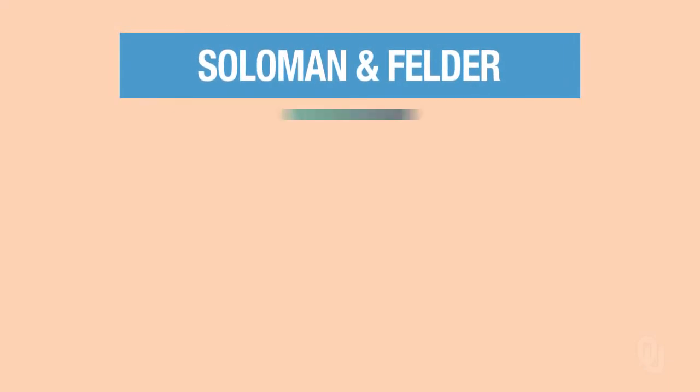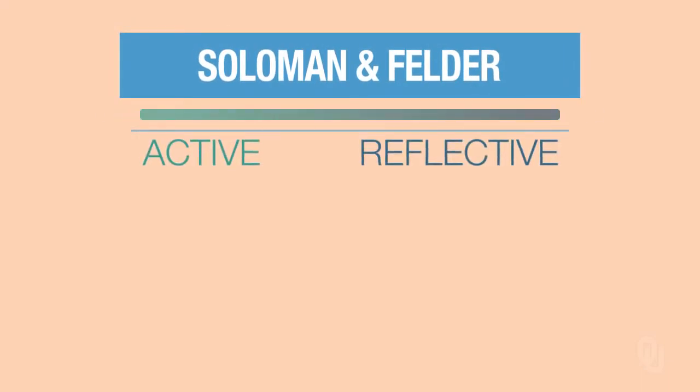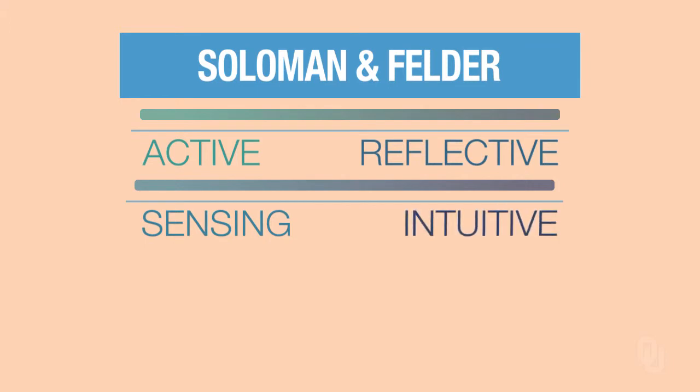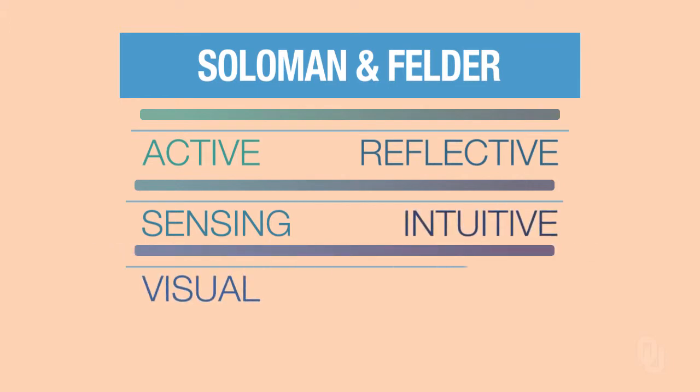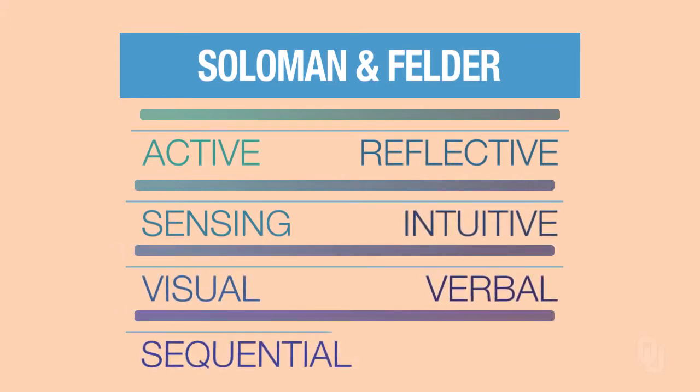Another learning style model is the Solomon and Felder model. In this model, we're looking at spectrums. The four spectrums are active to reflective, sensing to intuitive, visual to verbal, and sequential to global. Again, these are preferences of how you take in information. And if we look at these, they're just a different way of looking at your preferences.